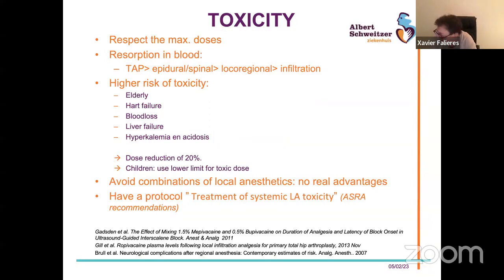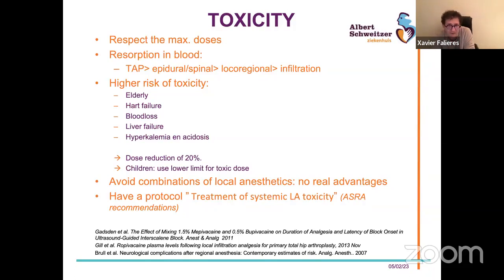Avoid the combination. I know in Myanmar you've been mixing for many, many years. I'm working there now, so 12 years, and always combining the bupi and the Lido. I have colleagues doing it. There is no evidence to say it works better. It has no real advantages. It will give you a block, that's it.